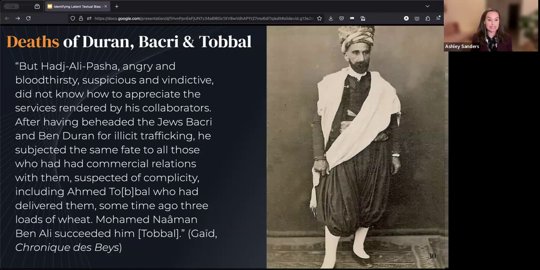Mohammed Nauman Ben Ali succeeded him, meaning Governor Tobal. So Ahmed Tobal was the governor in Constantine. He was put to death simply for having done business with these 2 Jewish merchants.